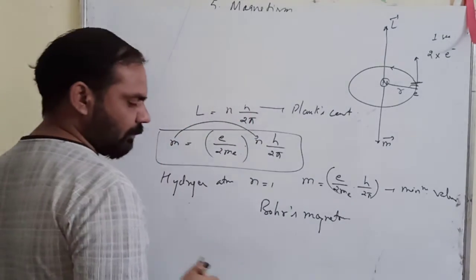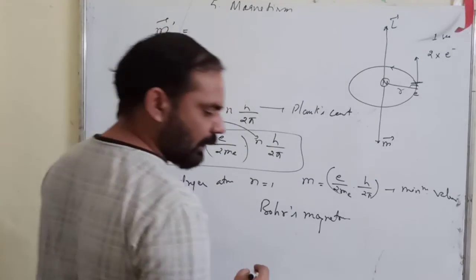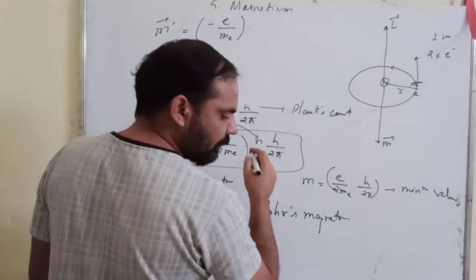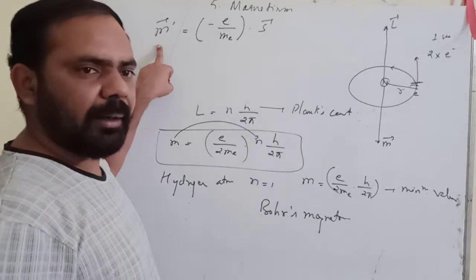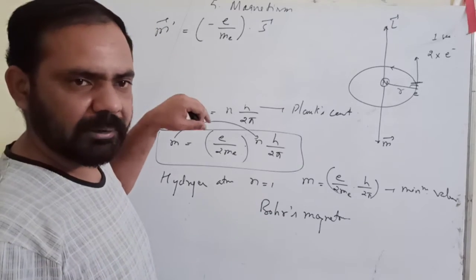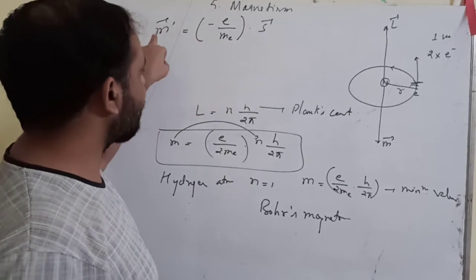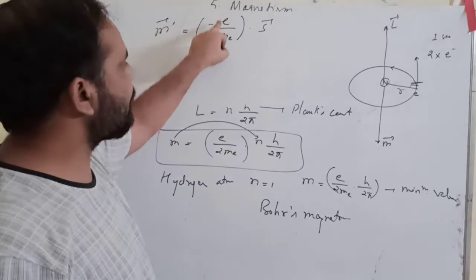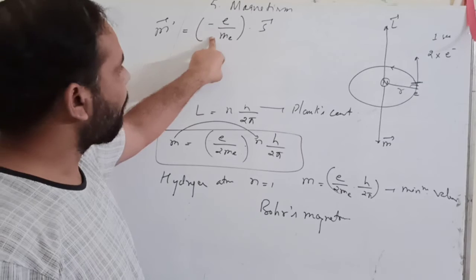The dipole moment due to the spin, I can take this as M dash, is given by minus e upon me into S vector. This is the magnetic dipole moment due to the spin of the electron. The derivation is not included in our syllabus. Once again, you can simply remember this formula. The dipole moment due to the spin is equal to minus e upon me, there it was 2, now 2 is not here, into S vector.